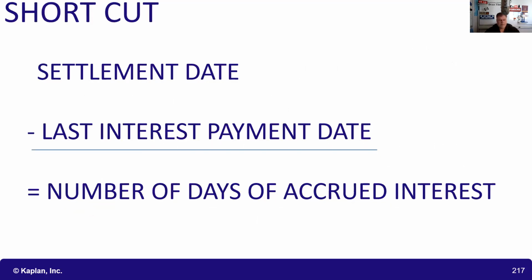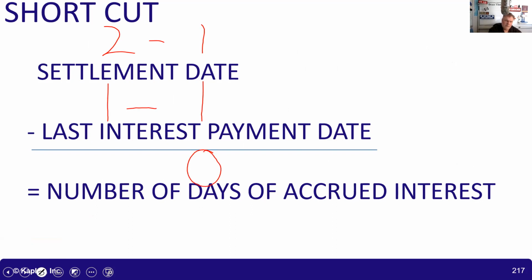Now, this is just a trick that I sometimes show people in class about how to do this. If you want to use a shortcut, you can just simply take settlement, which is February 1st, subtract the last time the bonds paid interest. This is just a shortcut.